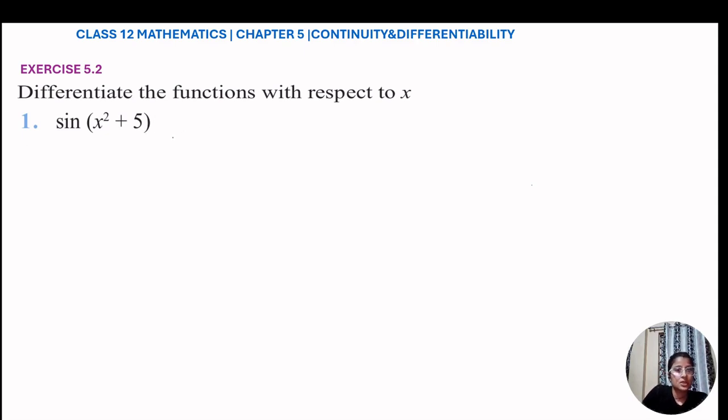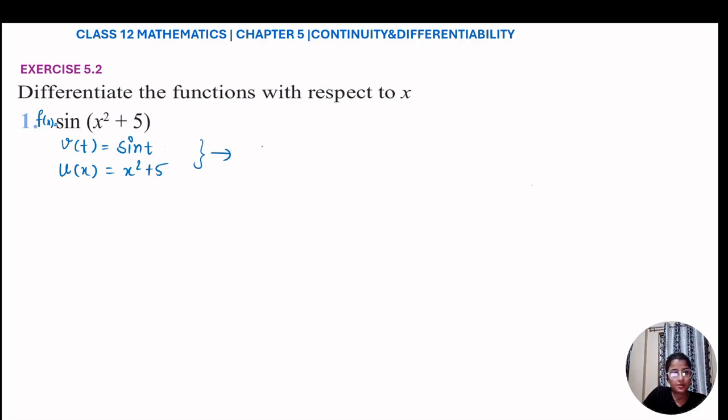So let's begin. As you can see here, this function is sin of x square plus 5, and it can be written as a composition of two functions. What are the two functions? Take v of t as sin t and u of x as x square plus 5. Suppose I give this function the name f of x; then f of x will be the composition of these two functions.